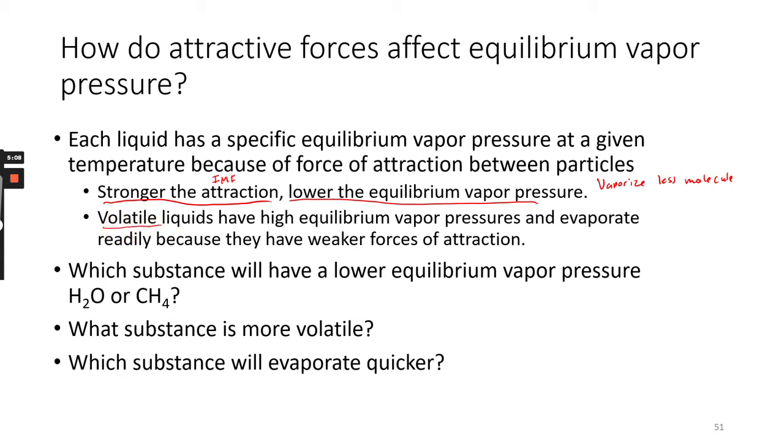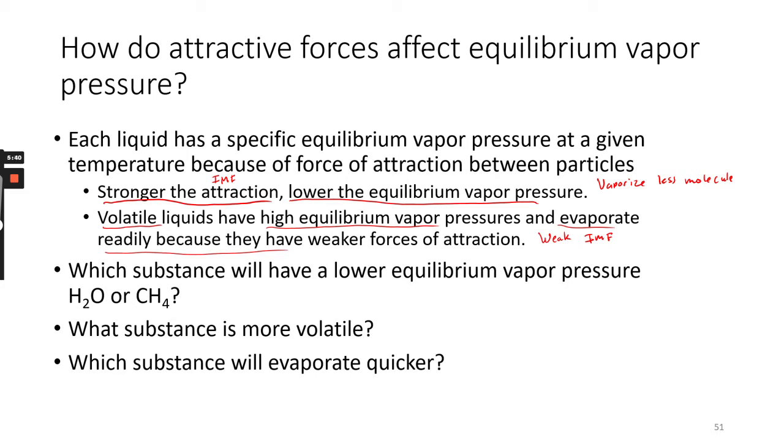Volatile means that it wants to change very readily. It wants to vaporize very quickly. So that's what volatile means. It's unstable, wants to change. So your volatile liquids have high equilibrium vapor pressure, and they will evaporate very quickly. Okay, why do they have high equilibrium vapor pressure? Because they have weak intermolecular forces. So the particles can go into the vapor phase very easily. So you have a lot of gas molecules, so you have high equilibrium vapor pressure.